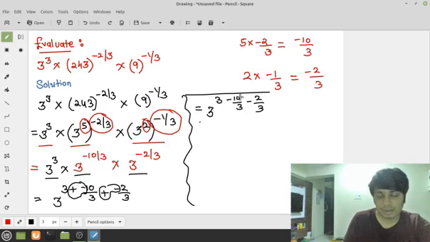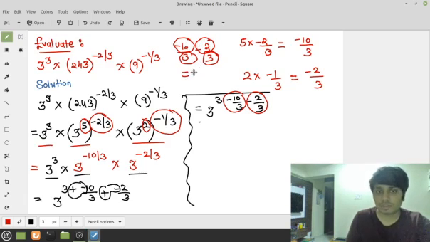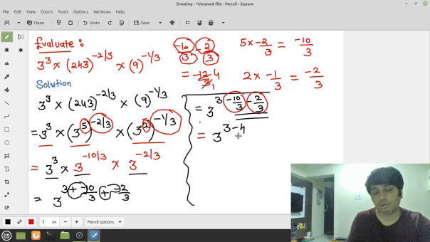Now to make the simplification easier, let's do it in rough. Minus 10 upon 3 minus 2 upon 3. Can you see here that the denominators are equal? Definitely, right? So you can take the numerators together. It becomes minus 12 upon 3. What is minus 12 upon 3? It's minus 4. So in the next step, I simplified this in rough and got minus 4. So 3 raised to 3 plus minus 4. Now what is 3 minus 4?